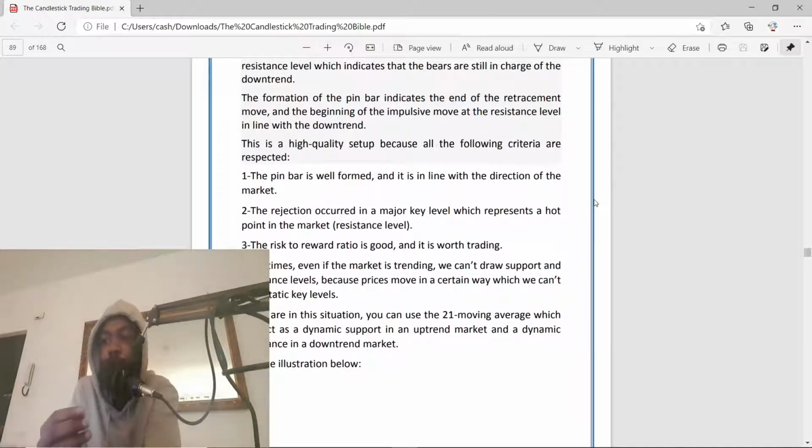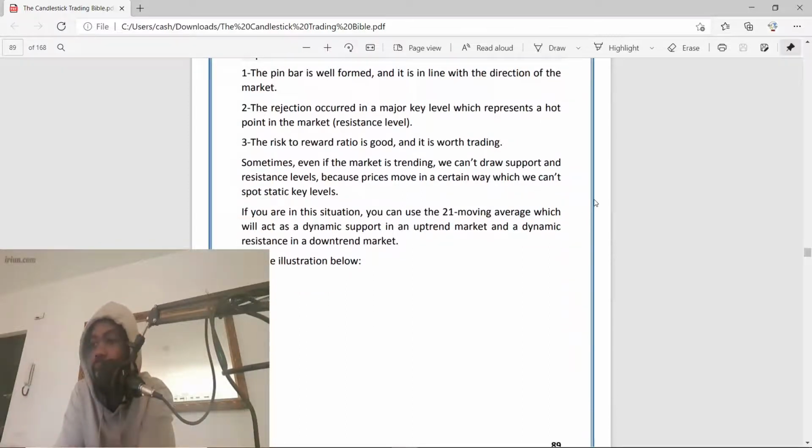Sometimes even if the market is trending, we can't draw support and resistance levels because price moves in a certain way where we can't spot static key levels. If you're in a situation like this, you can use the 20-hour moving average, which is a dynamic support in an uptrend market and a dynamic resistance in a downtrend market.